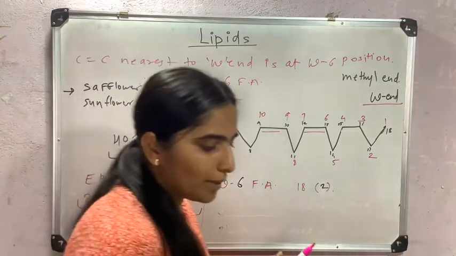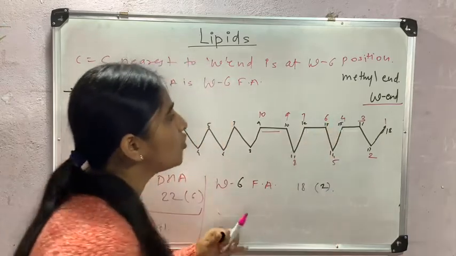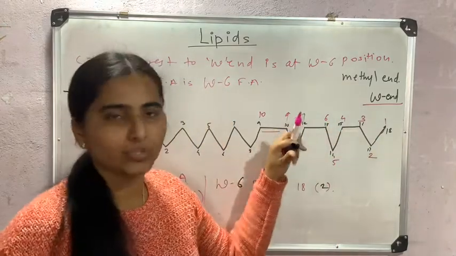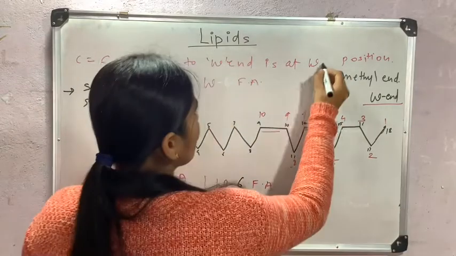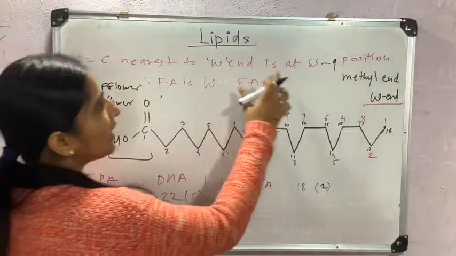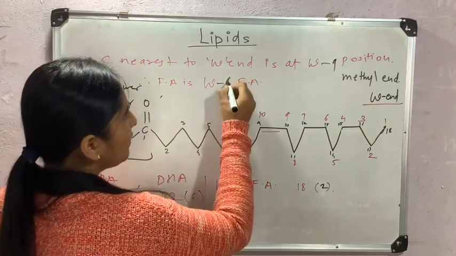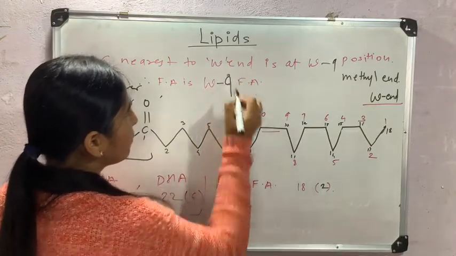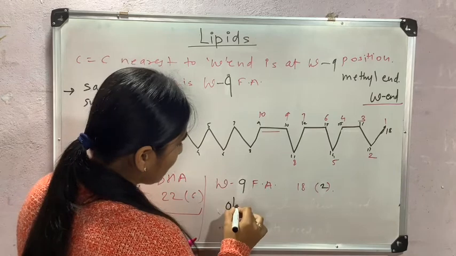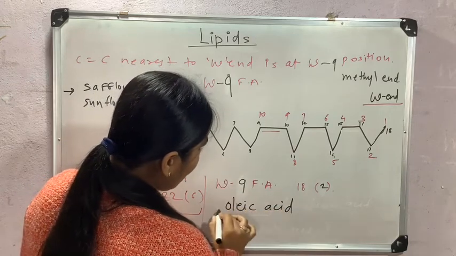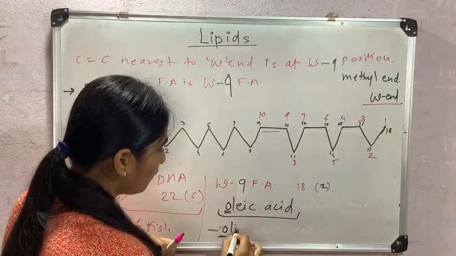And in omega-9 fatty acid, the carbon-carbon double bond nearest to the omega end is at the omega-9 position. Here it is at the omega-9 position. Therefore, this fatty acid is known as omega-9 fatty acid. And this omega-9 fatty acid is oleic acid, and the richest source of oleic acid is olive oil. Remember it from OO, olive oil.